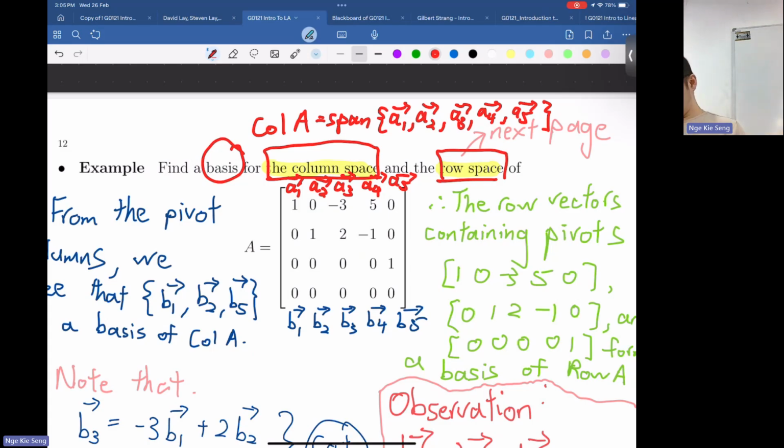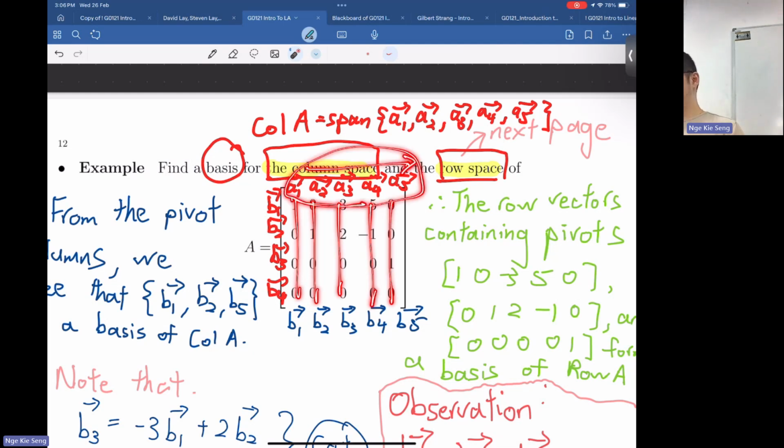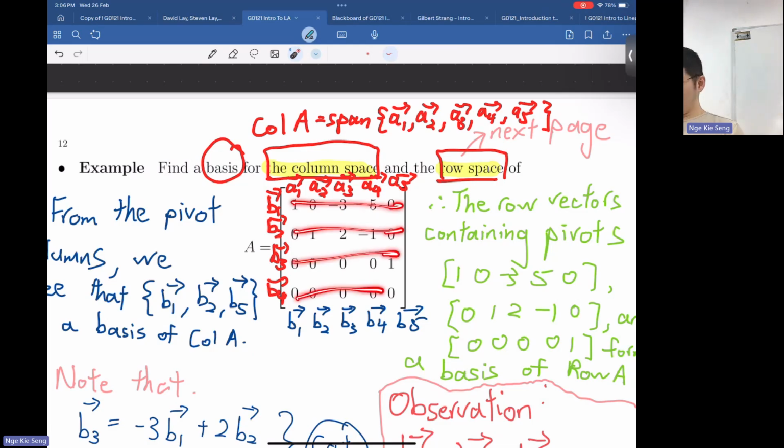How about the row space? Row here refers to the rows of the matrix, so you need to split your matrix into rows. There's a very fun observation here. When you split your matrix into columns, your A will be labeled horizontally. But when you split your matrix into rows, your labels will go vertically. This is something to note here. The row space is then the span of the row vectors here.